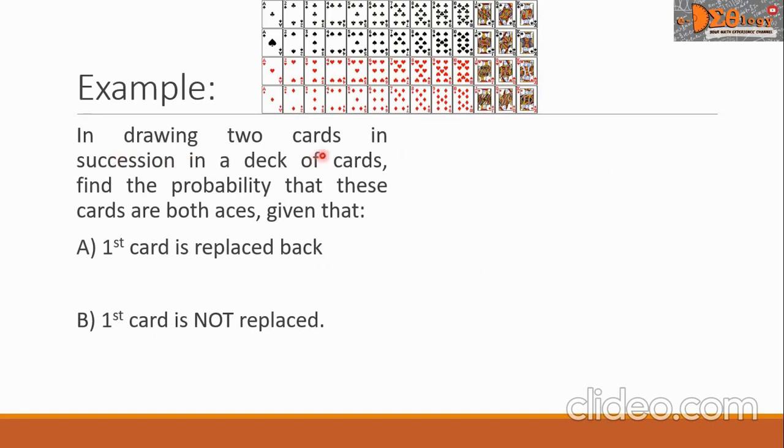In drawing two cards in succession in a deck of cards, find the probability that these cards are both aces, given that, letter A, first card is replaced back. Letter B, the first card is not replaced. First, let us write our formula here. The P of A and B equals P of A times P of B.